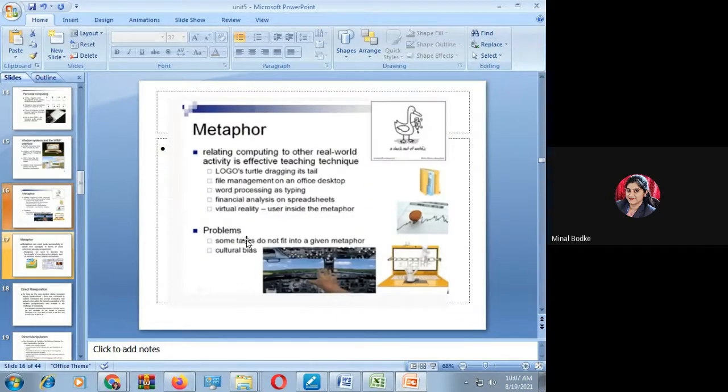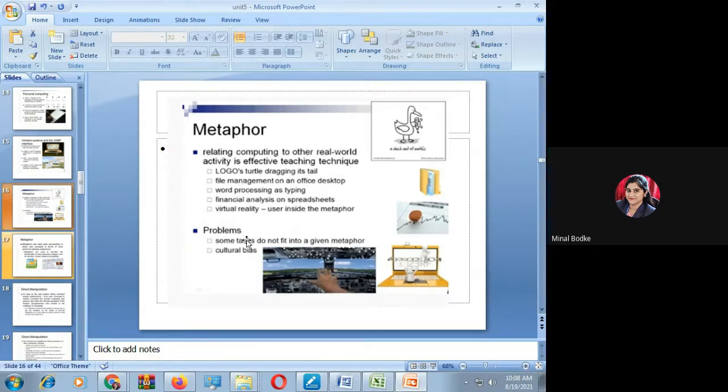Then next came metaphor. So what is it? Metaphor is where augmented reality and virtual reality came into the picture. For example, data in the computer can be placed in various forms. Whatever data you are going to represent through your computers can be represented in n number of ways. That was developed in metaphor. Metaphor is also going to map your real-time activities into a computerized form, like for example, the Logo turtle dragging its tail.